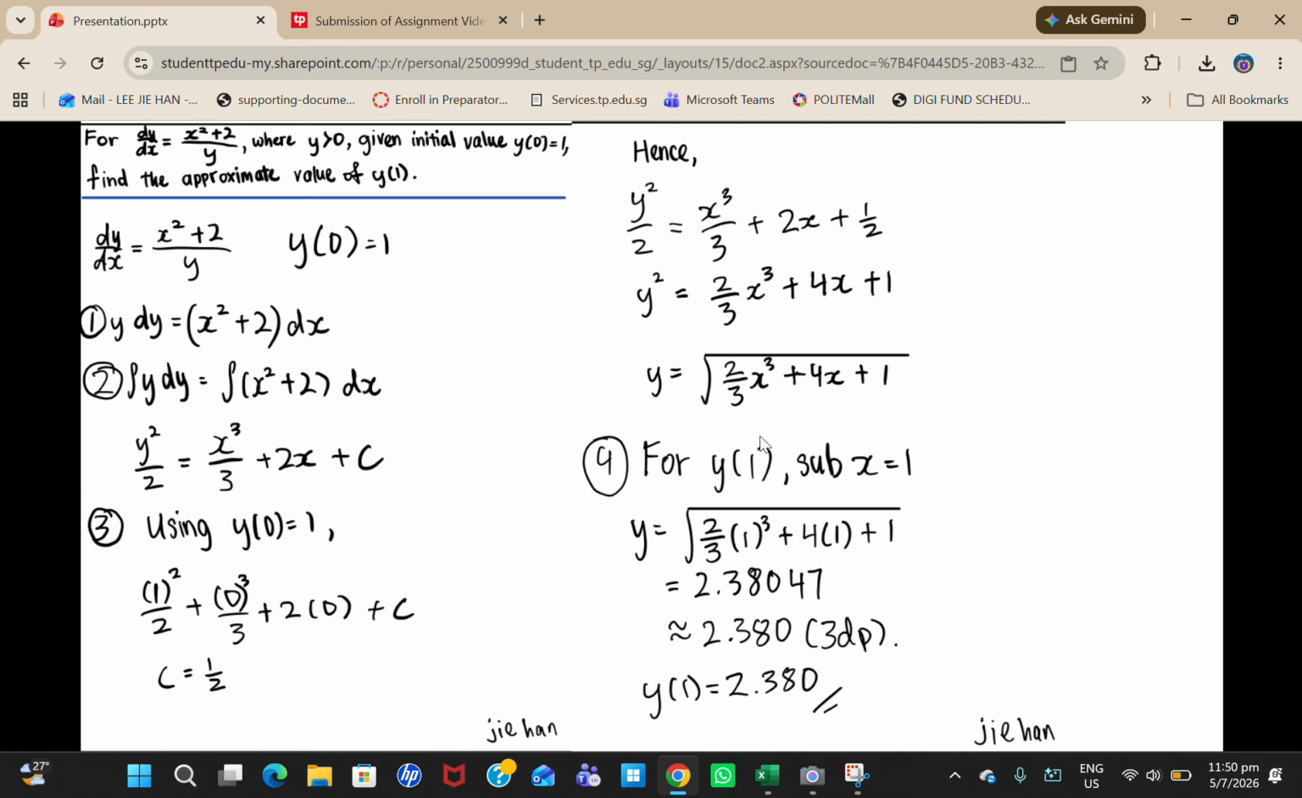So I can show you how I did the particular solution. So first we find the general solution, as you can see, and then after I find the arbitrary constant, I sub it in to find the particular solution, which is here, y equals square root of 2/3 x cubed plus 4x plus 1. And after that, I sub in x equals 1 to find y(1), which is y(1) equals 2.380.